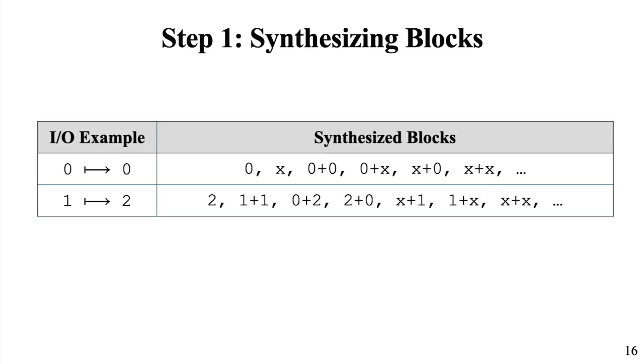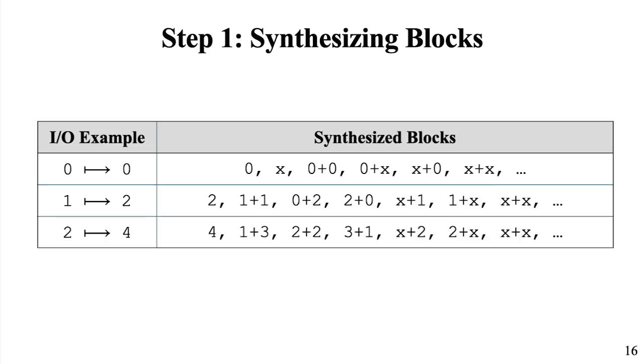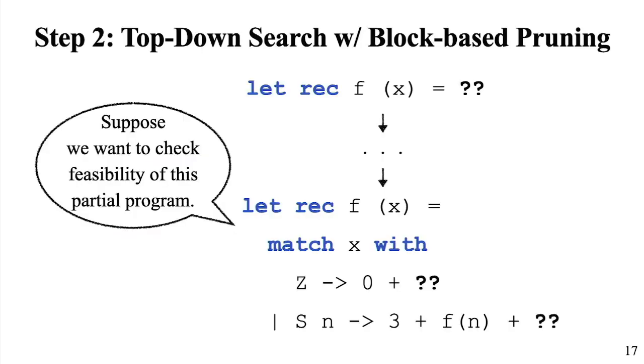Similarly, any simple expressions that evaluate to 2 and 4 are blocks for the second and third example, respectively. Typically, there are an enormous number of blocks we can synthesize. Suppose we could synthesize all such blocks. In the next phase, we perform a top-down search over the space of functional programs.